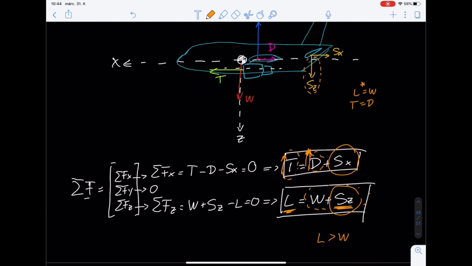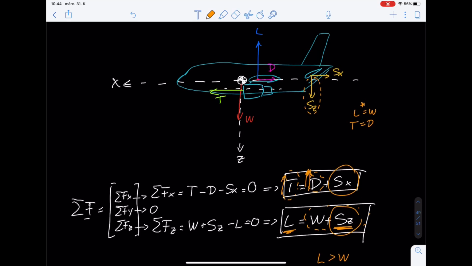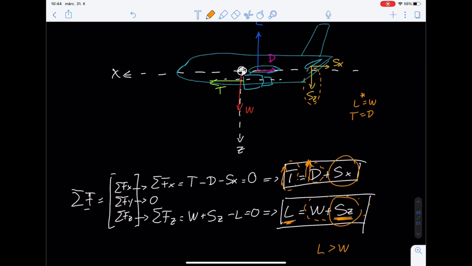Because you're not just carrying the weight, but you're also carrying this weight-like force component, and you need to generate more lift. Generating it has basically the effect of adding more mass to the airplane, and this is also called the apparent weight.